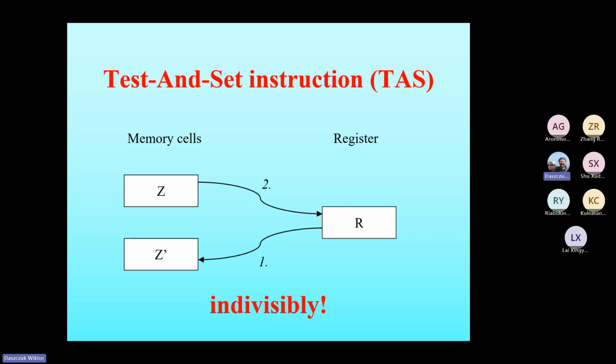It performs those two operations indivisibly. If we have a second processor that wants to access the system bus between 1 and 2, it will be held up. The arbiter will not give access to the other processor between 1 and 2.